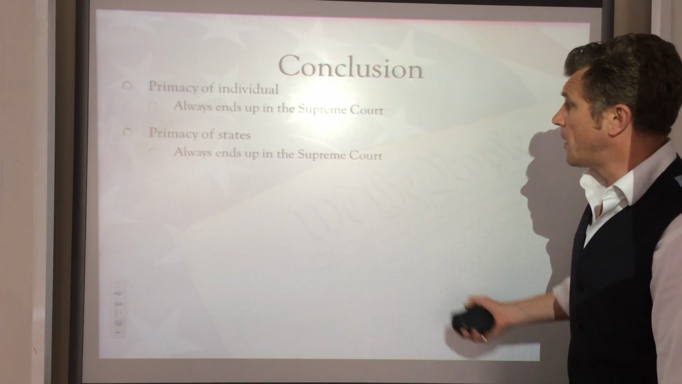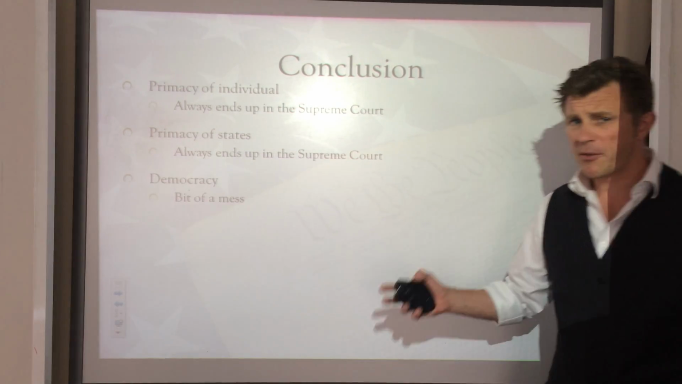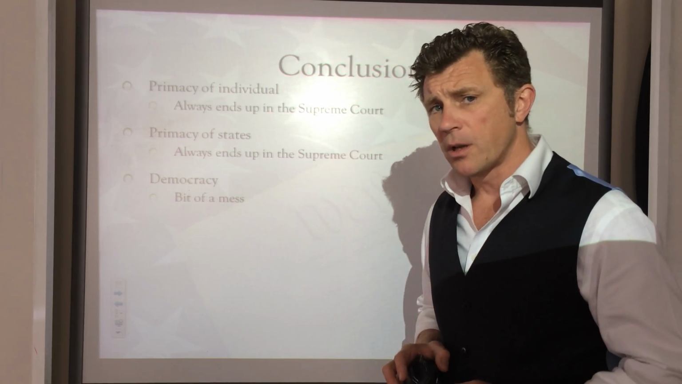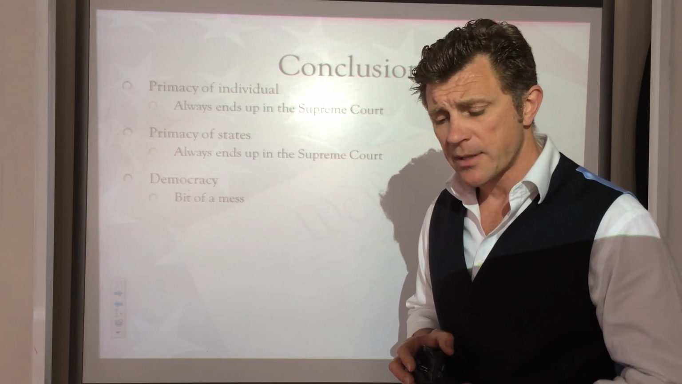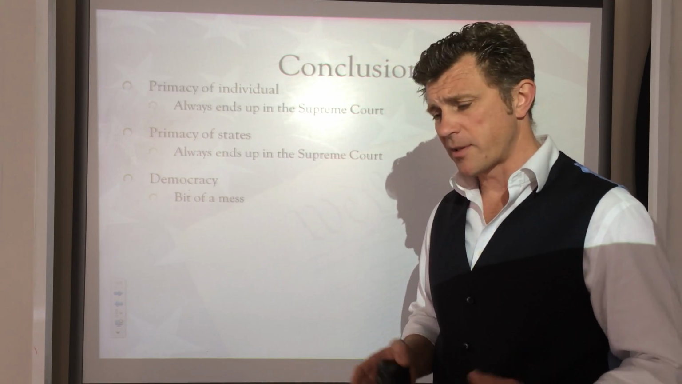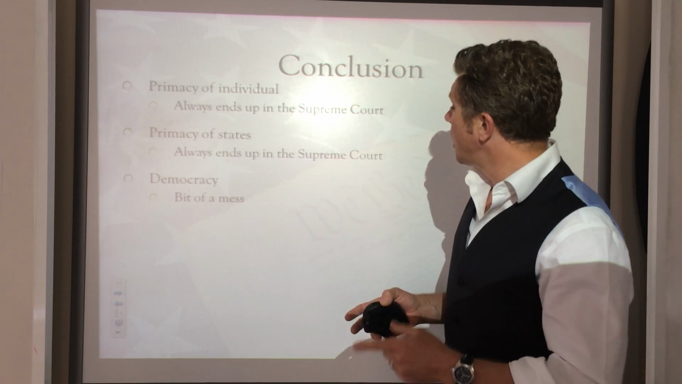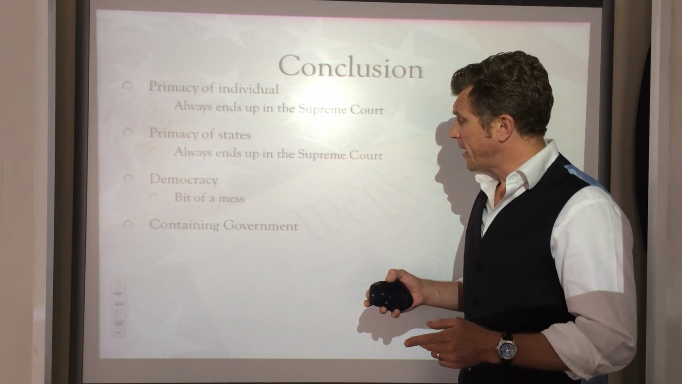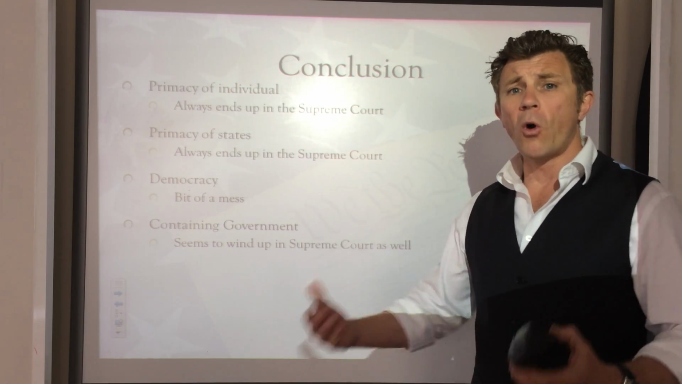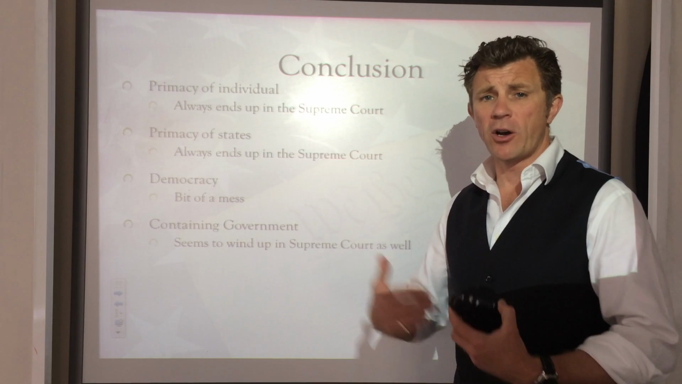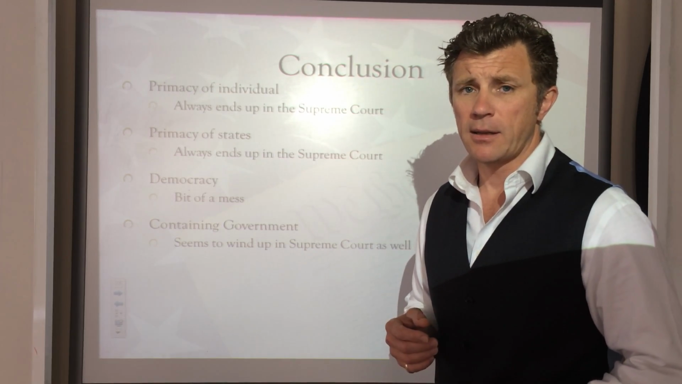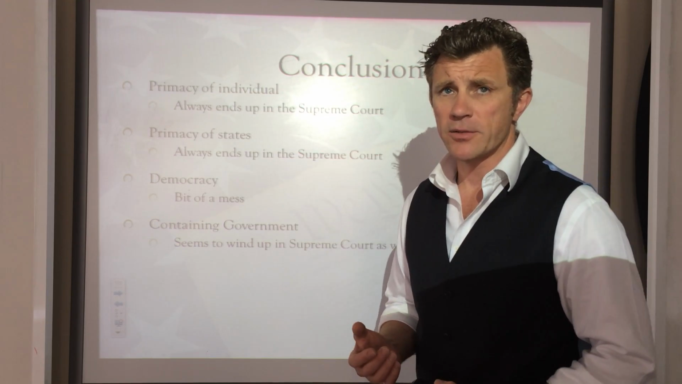Primacy of the states winds up in the Supreme Court. Democracy, bit of a mess, not the Constitution's fault, and therefore slightly outside the control of the Supreme Court. Again, I'm glossing over Bush v. Gore 2000 because that's a one-off. Containing government, again, it always seems to wind up in the Supreme Court. Supreme Court, what can we do? How can we overcome the logjam? How can we get past the gridlock that the Constitution has created?